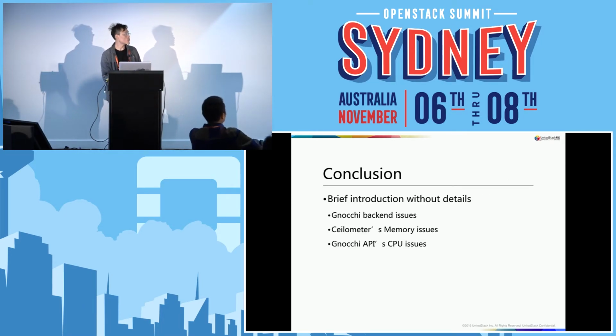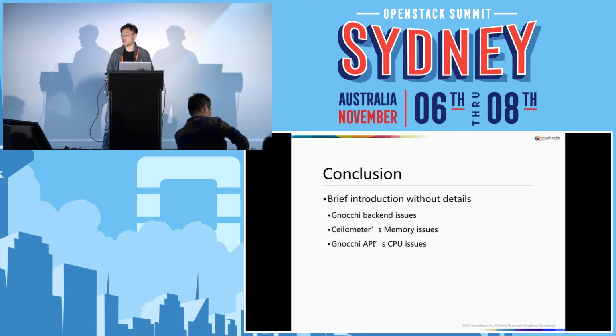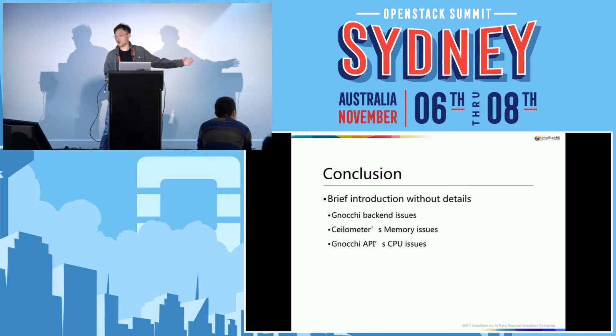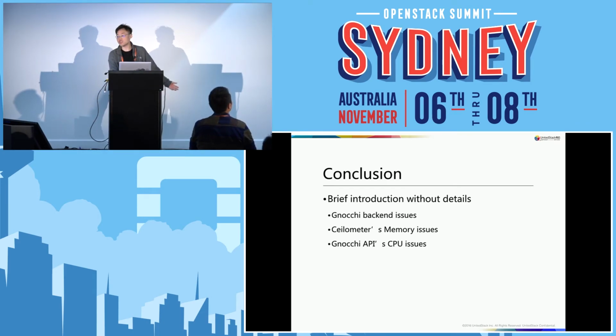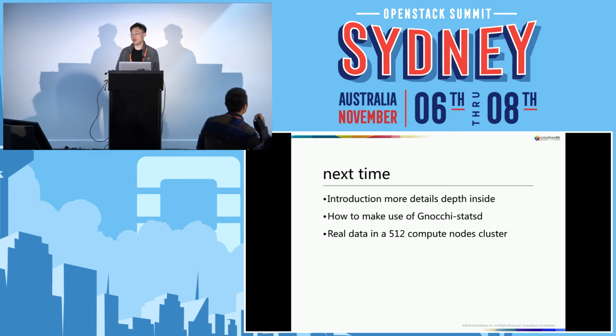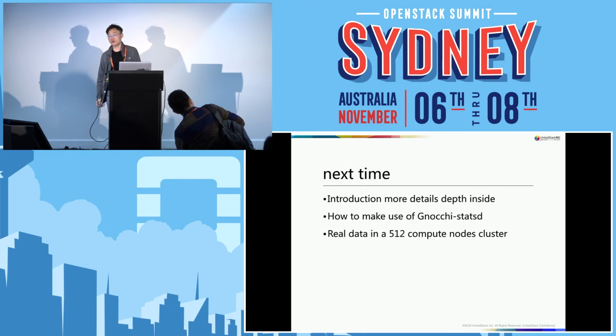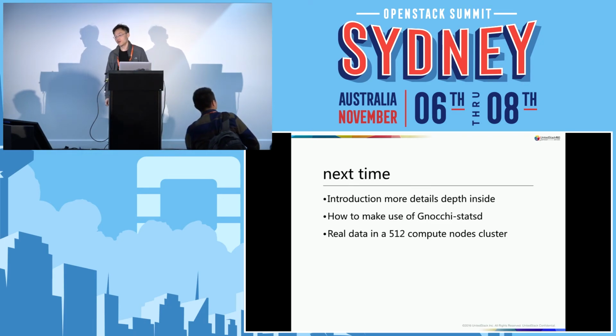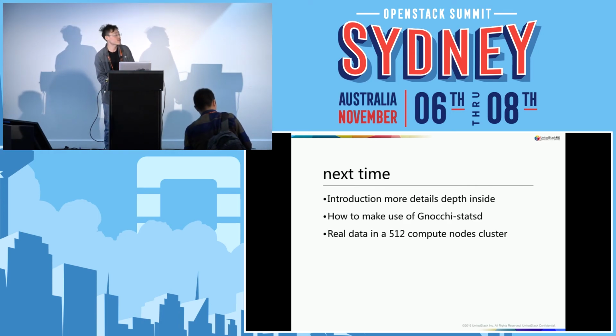So today we introduced this, not in detail, covering Gnocchi backend issues, Ceilometer memory issues, and CPU issues. Next time we may introduce more details deep inside, and how to make use of Gnocchi statsd, with real test data from more than 500 compute node clusters.